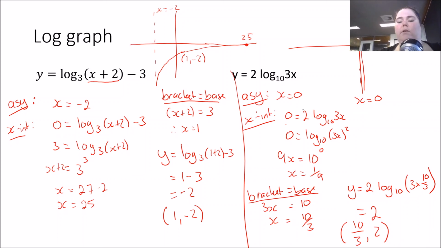And if you find that your x-intercept and your bracket equals base is the same number, the other one I would suggest you do is bracket equals 1. That's another one that's easy to do.